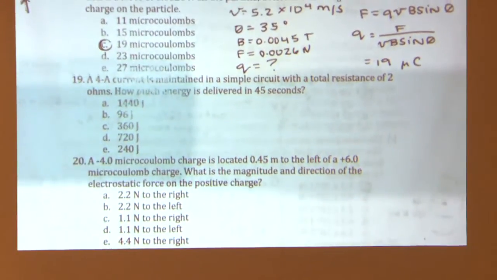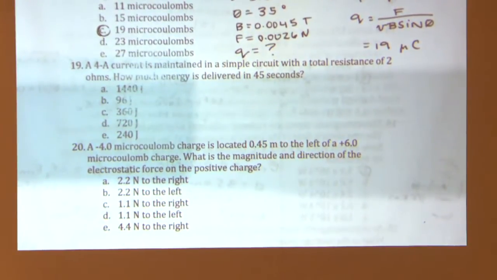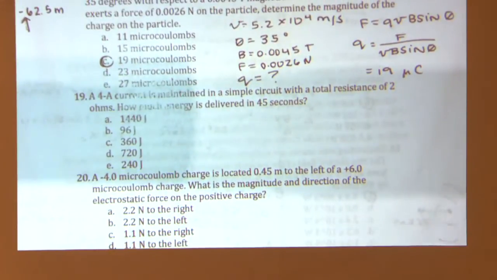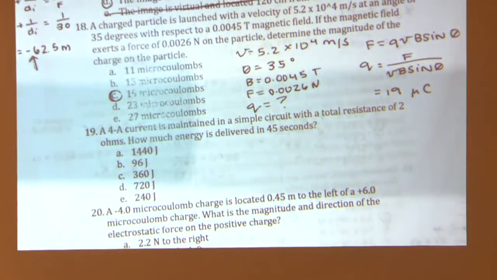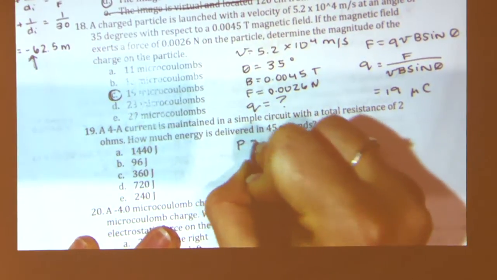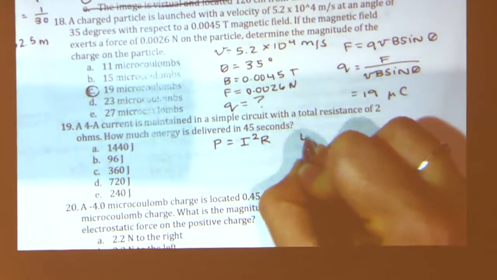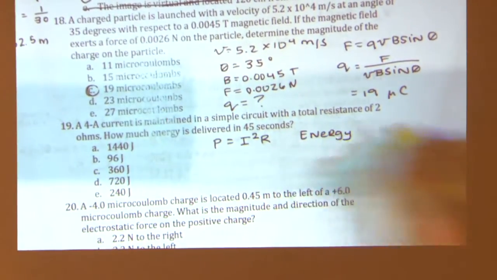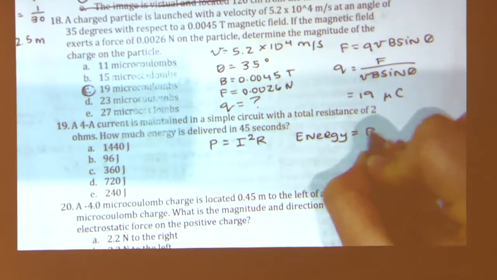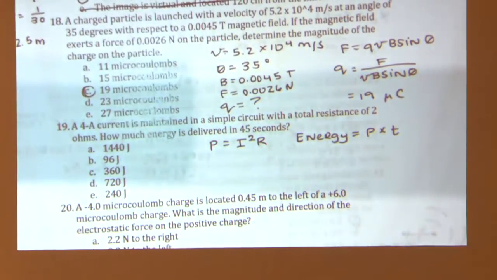Moving on to 19 and 20. In 19, a 4 ampere current is maintained in a simple circuit with a total resistance of 2 ohms. How much energy is delivered in 45 seconds? So you can basically think of power and energy. They're not exactly the same thing, but they're very closely related. So we know power is equal to I squared R. And we know that energy, and I know we don't really use this equation too much, so you kind of forget about it, energy is equal to power times time.